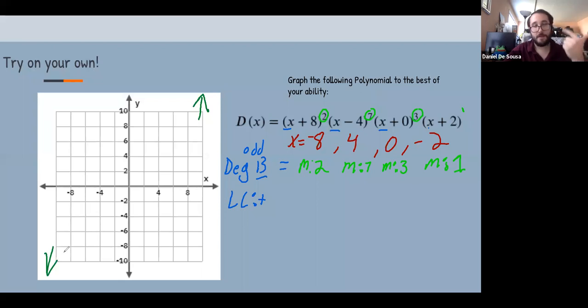Graph my end behavior. Now I can plot my zeros. My zeros are -8, +4, 0, and -2.